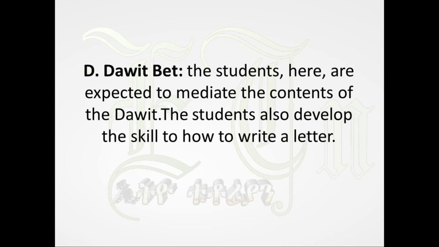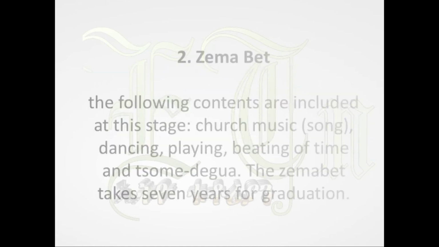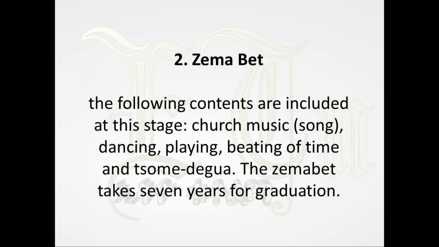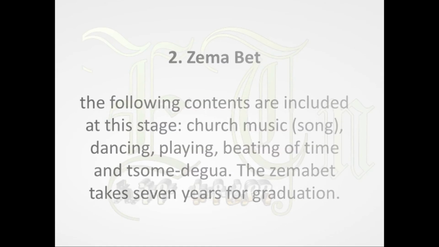D. Dawit Bet. The students here are expected to meditate on the contents of the Psalms of David. The students also develop the skill of how to write a letter. 2. Zema Bet. The following contents are included at this stage: church music, song, dancing, playing, beating of time and Sem Ena Werq. The Zema Bet takes 7 years for graduation.